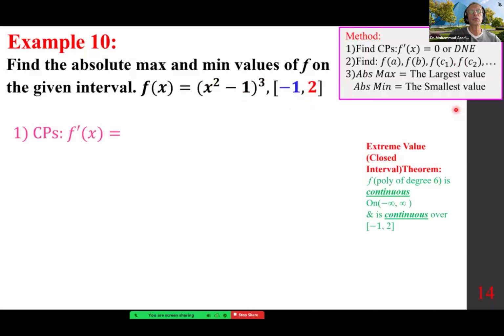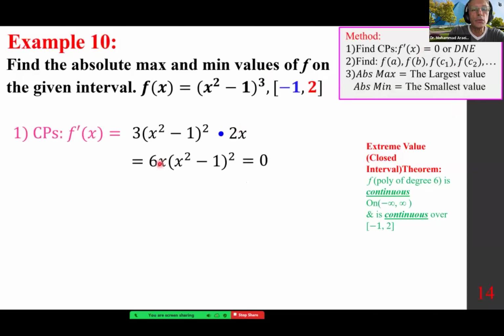To find f prime of x, we put the 3 in front, and then x squared minus 1 to the power of 2. We are using the extended power rule. And then by the chain rule times 2x, we multiply these two pieces. 6x, we put it in front. And we want to set this equal to 0. When we do that, x becomes 0, x squared becomes 1 or plus minus 1.